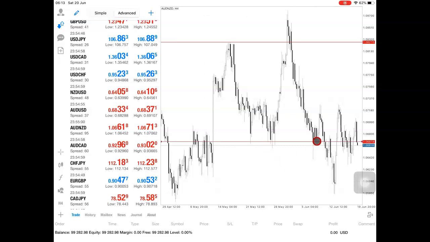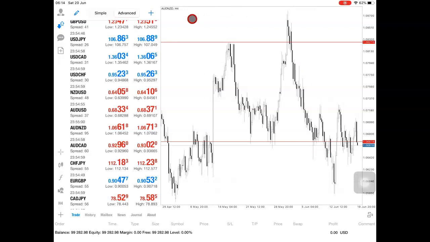Then you sell the moment price goes below this trend line. You can either sell immediately when price goes below, or you wait for the candle to close below. Some people use the 4-hour candle, some people use the 1-hour candle. Wait for the candle to close, preferably the 4-hour, below there. So this one closed below, then immediately on the next candle you sell.